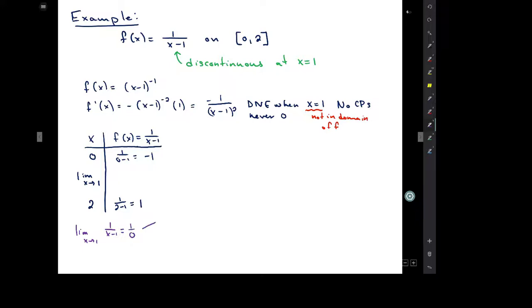And so I split up into left and right limits. So I take the limit as x goes to 1 from below, and the limit as x goes to 1 from above. From the left, I end up with 1 divided by a very small negative number, so I get negative infinity. And from the right, I get 1 over a very small positive number, so I get positive infinity. And so comparing x values back in my table, the limit as x goes to 1, I get minus infinity and positive infinity.